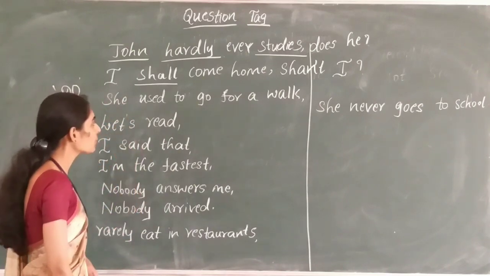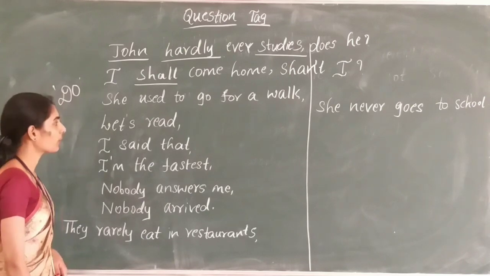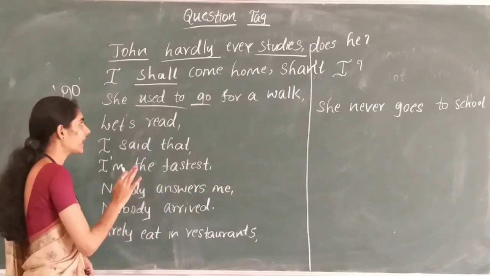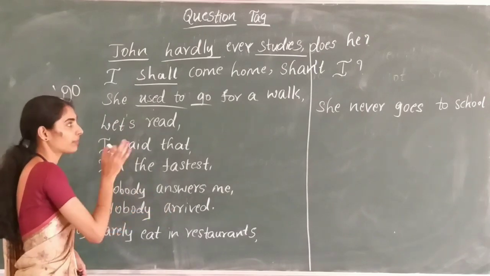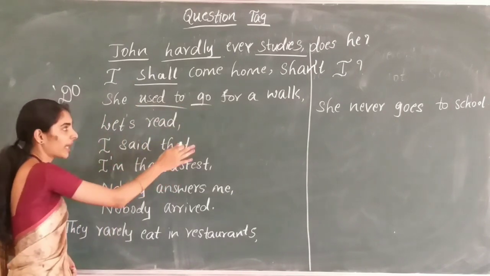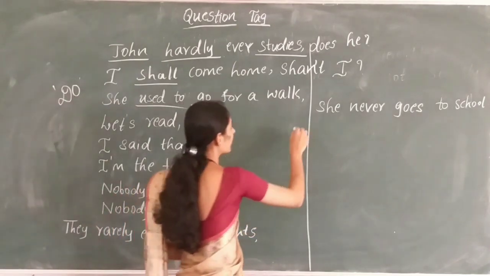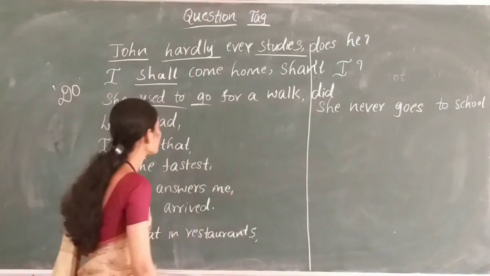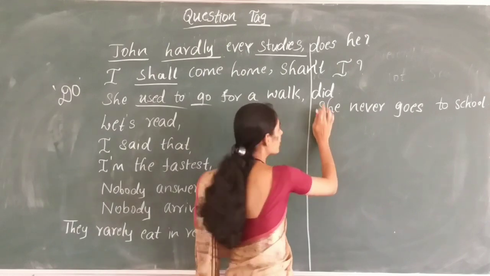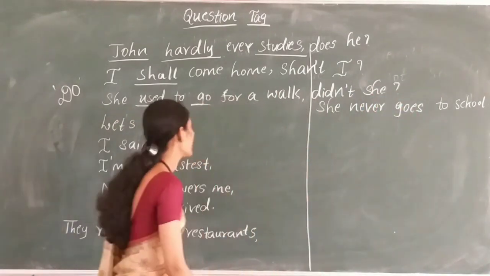Next one. She used to go for a walk. Now, is there any negative word in the given sentence? No, there is no negative word. Identify the verb there, of course, go, but when it comes to used to, that indicates a past habit. Used to indicates the past habit, and that is why it must take did. There is no other helping verb, so used to is a phrase that indicates past tense. Used suggests past tense, remember, and that is why it must take did. So she used to go for a walk. This is a positive sentence, which means the tag must be negative. So you have to add n't to did. So didn't, the pronoun she. Didn't she?